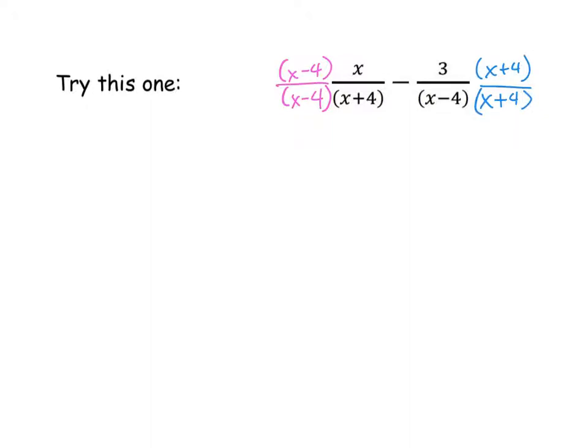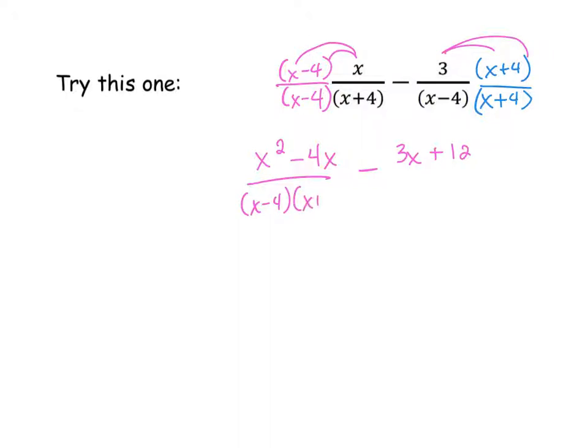So then I need to distribute x times x, x squared minus 4x, and then distribute that 3, so 3x plus 12, a little out of order, but we won't worry too much about it, over x minus 4 times x plus 4. There are some steps in here that you can eventually start to skip once you figure it out.